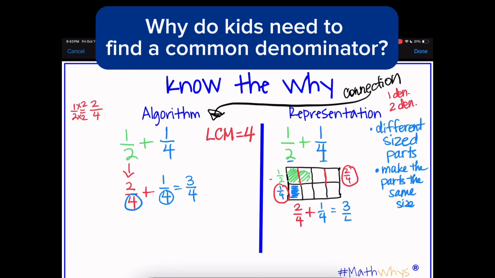This is why this works. When kids can determine when and why a common denominator is needed, fractions become easier for them.